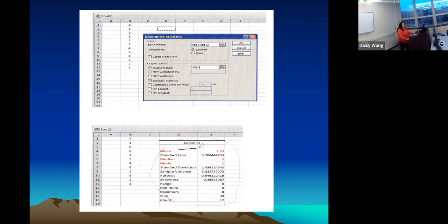So they will tell you the mean, they will tell you median and mode. What is the standard error, standard deviation, all this calculation. The kurtosis and skewness are like how tall this is, or how skewed the data is. You don't have to know this for now. Just need to know the term.